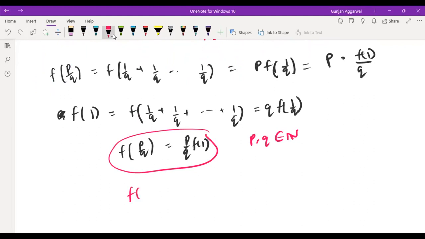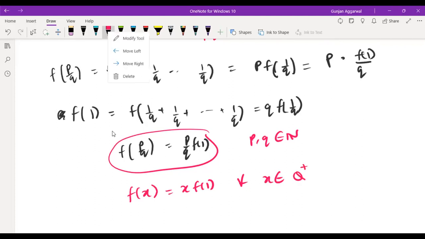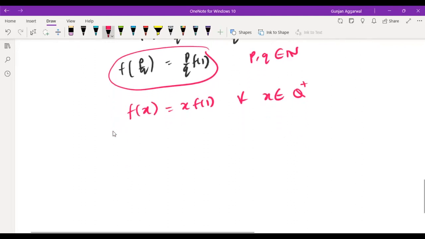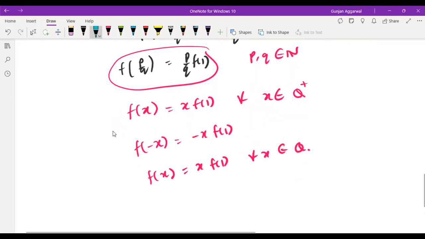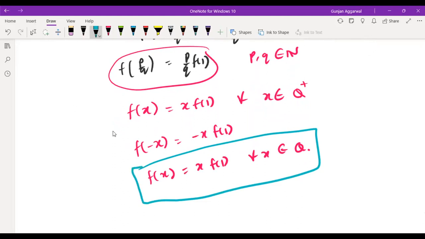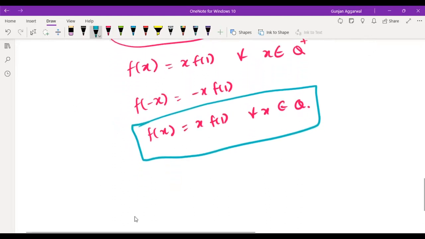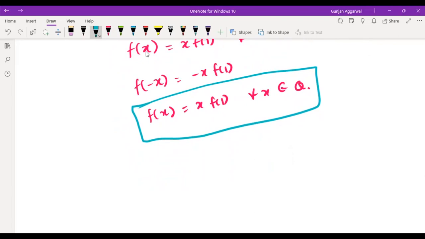Since p and q belong to naturals, technically we have just proven f of x equals x f of 1 for all x belonging to naturals. And f is odd, so we get it for all rationals. f of x equals x f of 1 for all x. Does that make sense? Yeah. Any doubts?